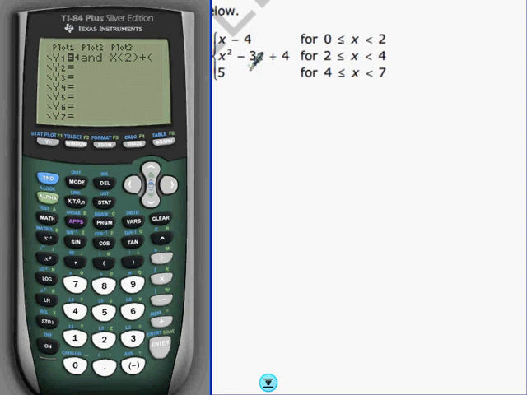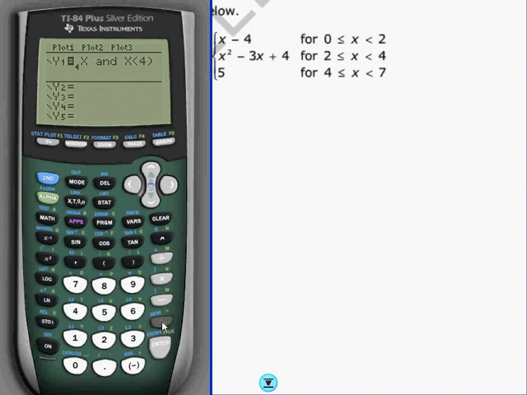It's this quadratic. X squared minus 3x plus 4. Close that off. When is that true? It's true for 2 test is less than or equal to x. X is less than 4. Again, I have to connect this with and. Test logic, and x is less than 4.